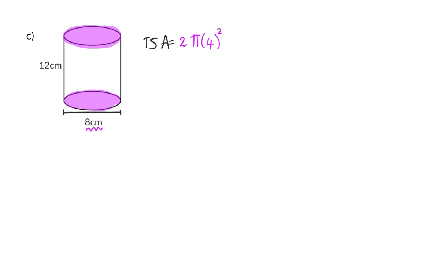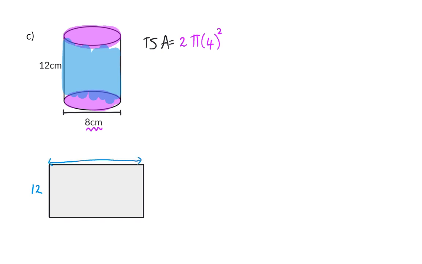And now we need to calculate the area of the curved surface right around the cylinder. If you fold this open, you will see that it is actually a rectangle. In this rectangle, we know that the one side is 12 centimeters, and now we need to determine the length of the other side. For this, you need to realize that the length of this side is the same as the distance right around the circle. So this length is the circumference of the circle.